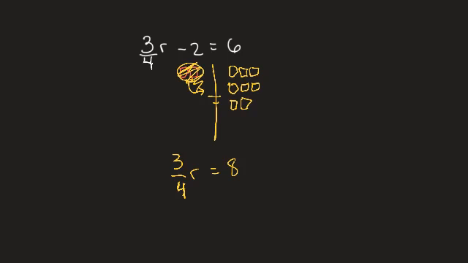So what we have to do at this point is think: I'm multiplying r times 3 and I'm dividing by 4. So in order to undo that, I have to multiply by 4 and divide by 3. And I have to do that to both sides. Okay? So now r is equal to, well, what is 8 times 4? 8 times 4 is 32, and divided by 3, right? This is equal to 32 over 3.